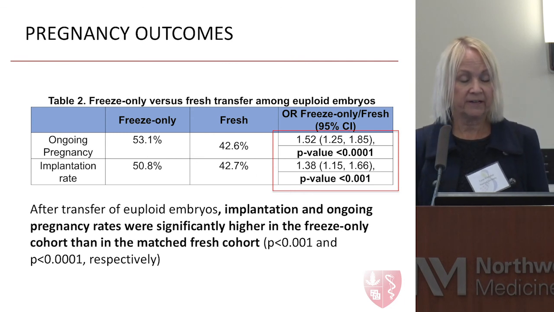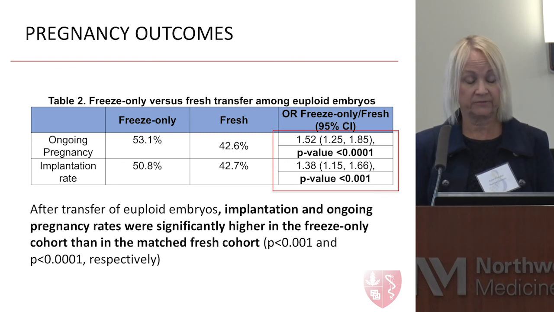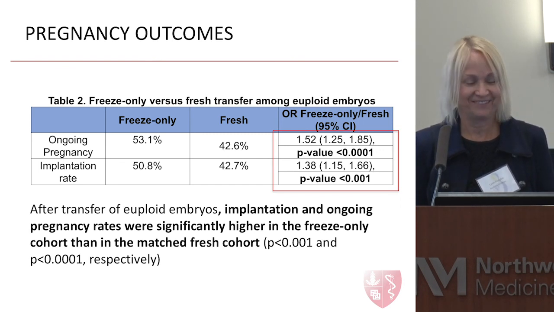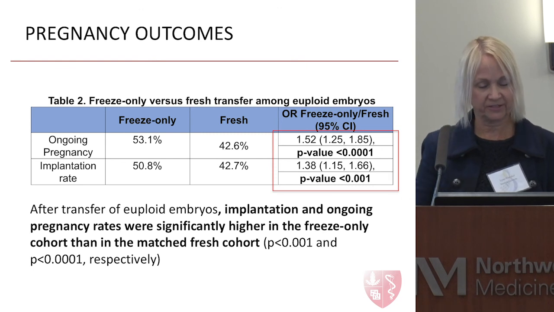The ongoing pregnancy rate in the freeze-only and the implantation rates were significantly higher compared to the fresh, and actually I guess it should be freeze-all. So 53% ongoing pregnancy rate compared to 42.6% with the fresh, and the implantation rate in the freeze-all was 50.8% and 42.7% for the fresh. A pretty significant difference between those.